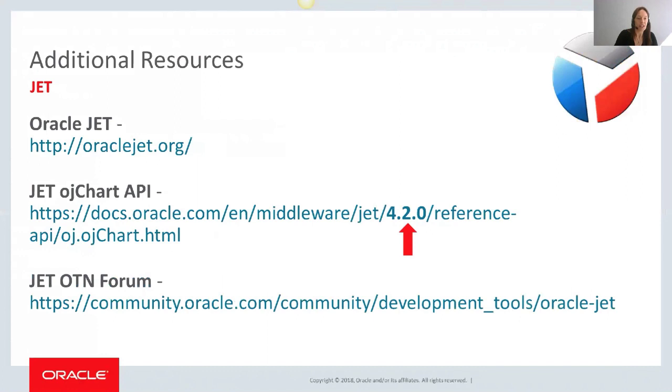In terms of JET, there's the link to the main JET site, but the one I want to highlight is the OJ Chart API. And I want to highlight the URL. Ensure that if you are making any customizations, that you are referencing the appropriate API to correspond with the version of JET that we incorporate in Apex, which is currently 4.2.0. The JET team are working on a much faster release schedule than we are, and actually released 5.2.0 just 2 days ago. So with that, they have updated their website. So just ensure that you are referencing the correct API when making changes.